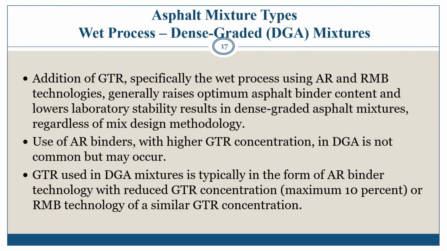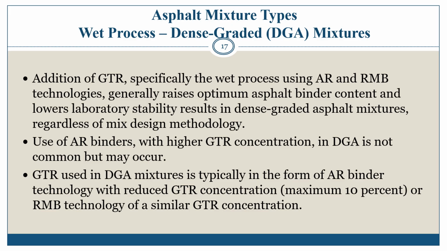Now let's discuss wet process dense graded asphalt mixtures. Marshall, Hveem, and SuperPave have been used to design dense graded mixtures with GTR modified binders. In dense graded mixtures, GTR modified binders generally increase optimum binder content and lower laboratory stability compared to conventional asphalt dense graded mixtures. This is generally a result of the asphalt rubber binder, or in some cases rubber modified binder, having higher viscosity relative to conventional asphalt binder, preventing close packing of the aggregate, thereby needing more binder to get the same level of voids in total mixture, or VTM.